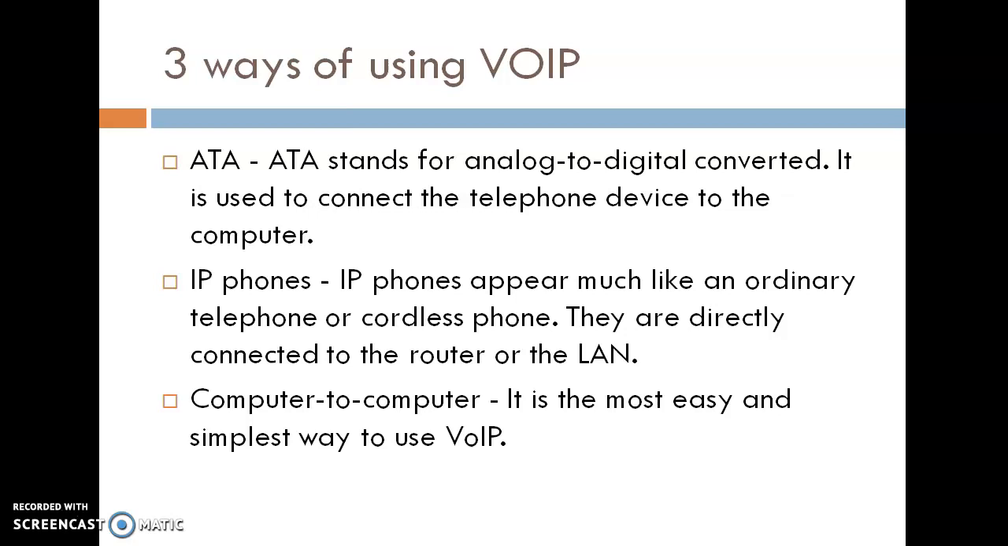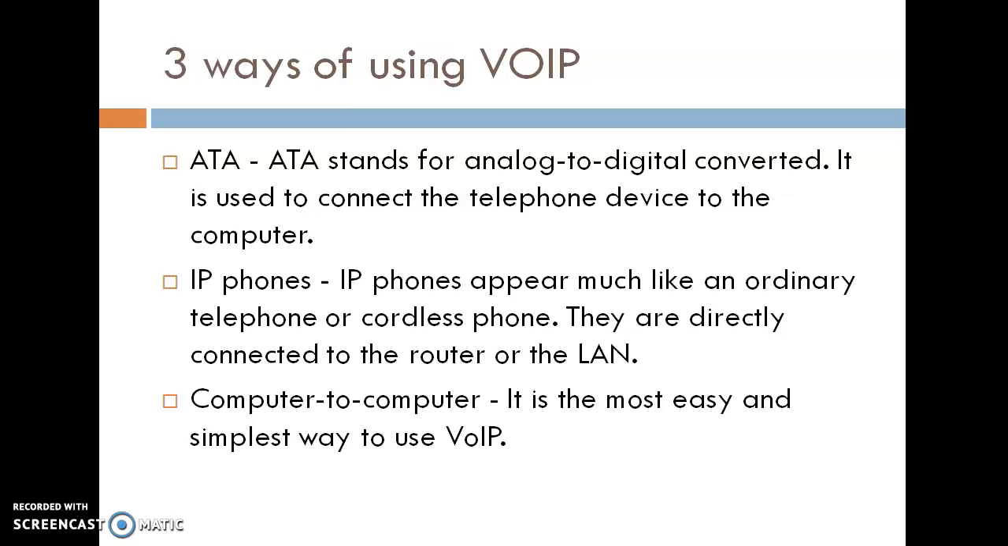The second way of using voice over IP is using the internet protocol phone. In this case you'll be using a wireless phone. You don't need to have a wired connection, or even if you use a wired connection, it will be connected to the internet with the help of a router. You don't need a modem anymore, and you can directly connect your device to the router or the local area network. Whereas the third one is where you don't need a router and you don't need a modem. Here you can directly have two machines connected with each other.